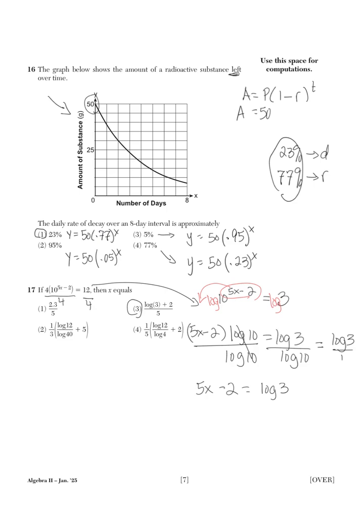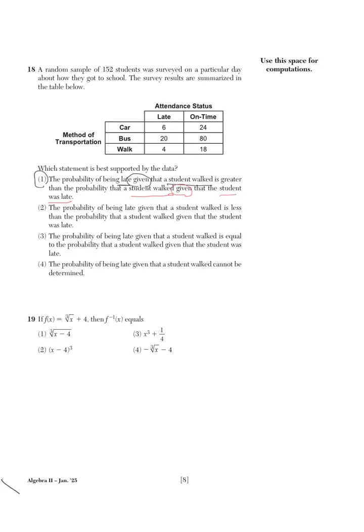And then I'm trying to get x by itself, so I'm going to add 2 to both sides. So I've got 5x equals log 3 plus 2. And then I'm dividing out that 5. And now you see that matches choice 3. 18, the answer is choice 1.